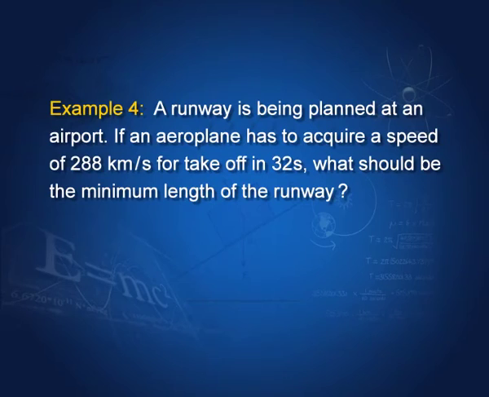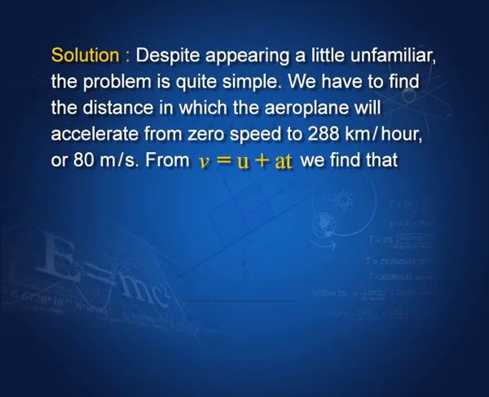So, let us see what the length of this runway would be if the speed acquired by an aircraft is 288 kilometers per hour in 32 seconds. All right, so let us solve this. We have to find the distance in which the aeroplane will accelerate from 0 speed to 288 kilometers per hour, or 80 meters per second.